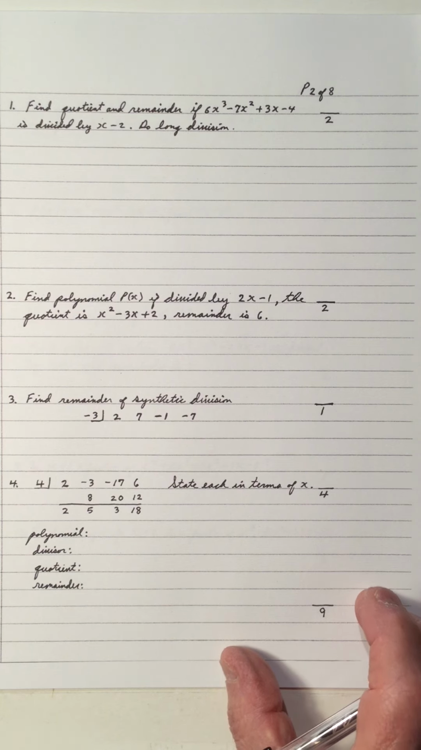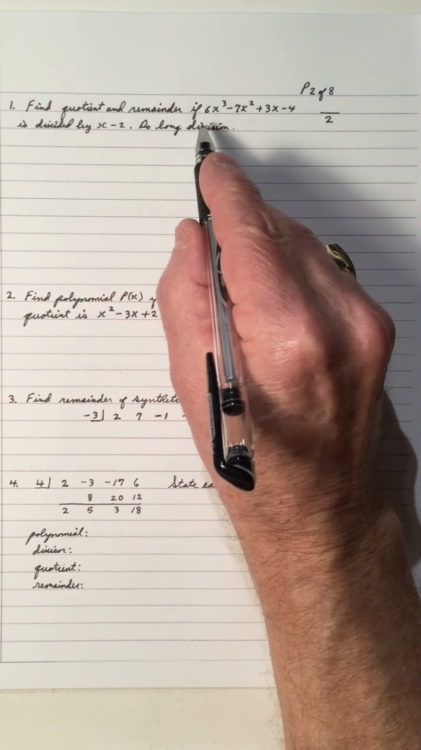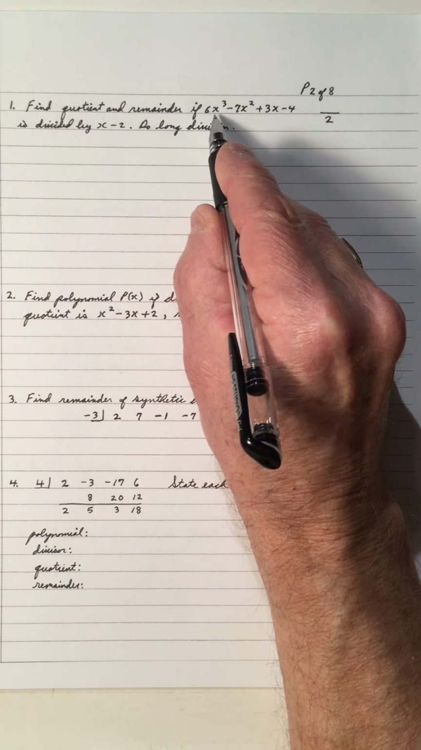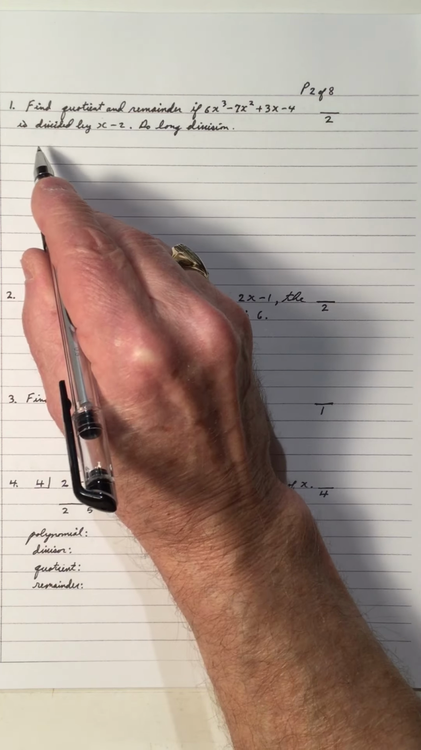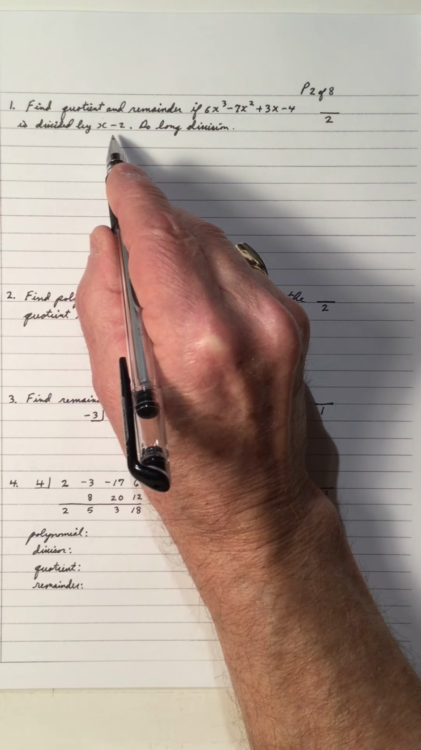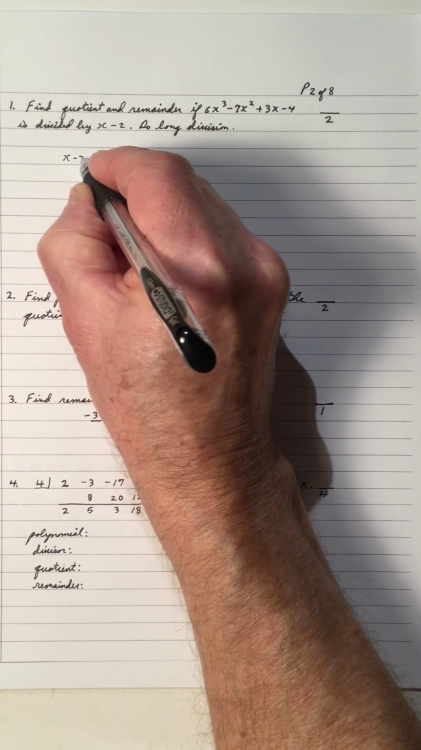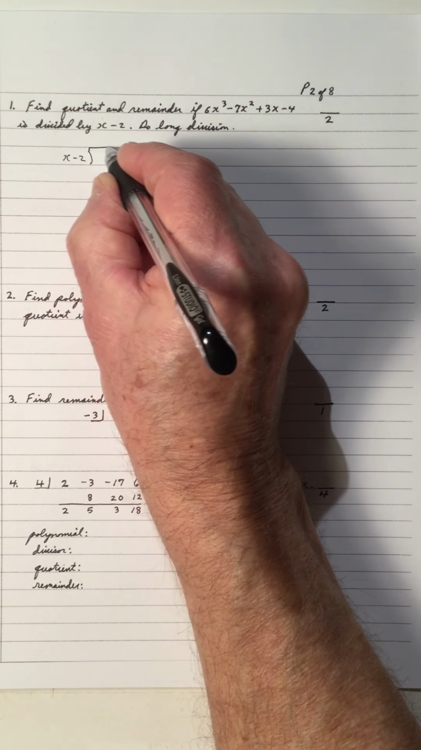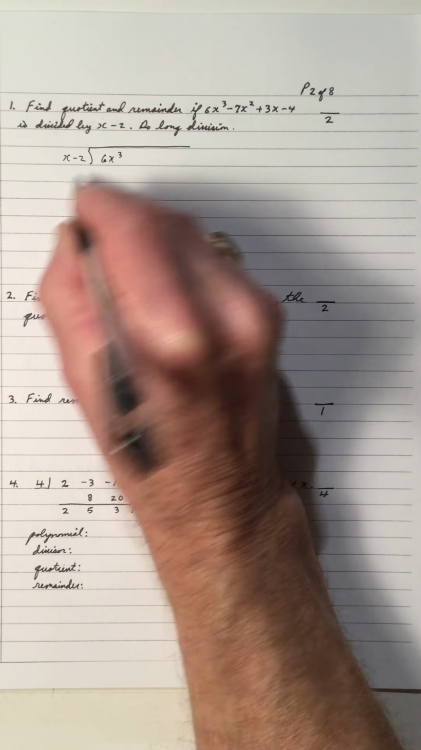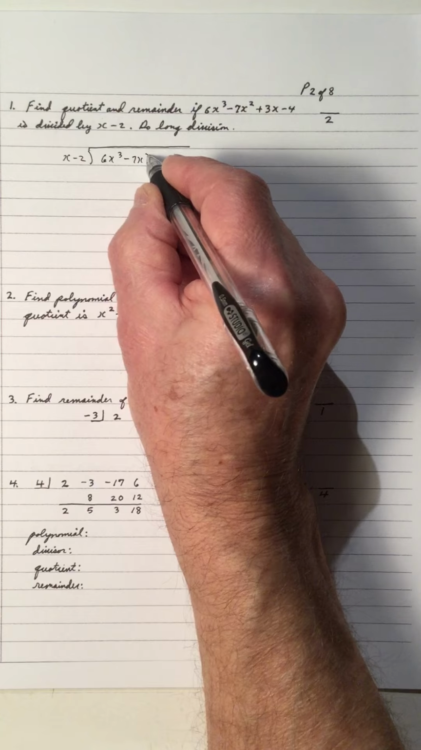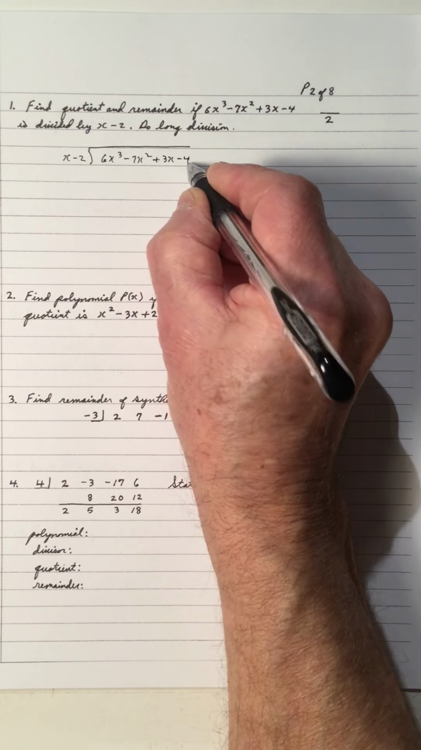Again, you can pause your video for each question and work each question out first if you wish. Find the quotient and remainder of 6x cubed minus 7x squared plus 3x minus 4 divided by x minus 2. We're going to do long division. So it's x minus 2 divided into 6x cubed minus 7x squared plus 3x minus 4.